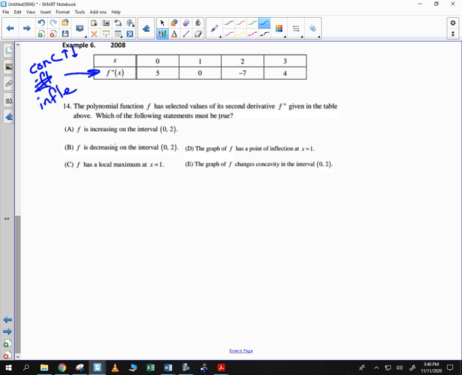f is increasing? Well, second derivative doesn't tell us about increasing. Decreasing? Second derivative doesn't tell us about decreasing. f has a local maximum. Again, f double prime doesn't tell us about local maximum. Hey, inflection and concavity. Now that's in my wheelhouse. I like that. That's what f double prime can tell me about. So it says the graph of f has a point of inflection at x is equal to 1.